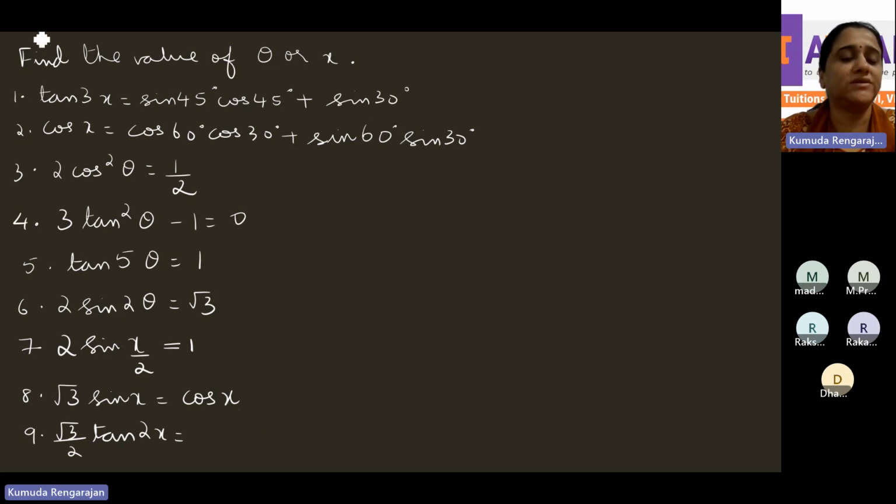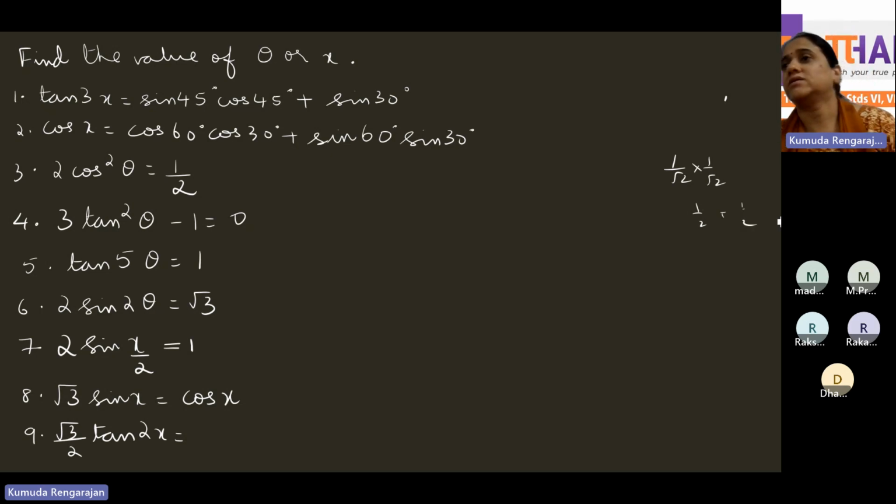But you can just check 3x. You said 15, I think, right? Yes, ma'am. Yeah, okay. So we can just verify like this. 3 into 15 is 45, right? So tan 45 is how much? 1. So here sine 45 is how much? 1 by root 2 into 1 by root 2. So that's 1 by 2. Yeah, correct. X is 15 for the first one is right.